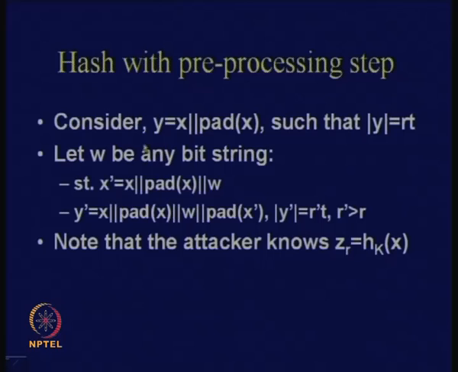Let us consider a hash which has a pre-processing step. So y is x appended with pad of x. Pad can be some arbitrary function; we are not going into the definition of pad. But we have seen that there are certain restrictions on this pre-processing step, one of them being that it has to be injective. Assume all these are maintained, and we extend x with pad x. What is the size of y? It is a fixed multiple of t, so it is rt, where r is some integer value.